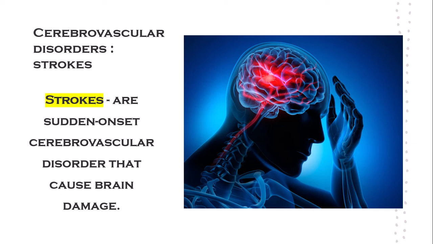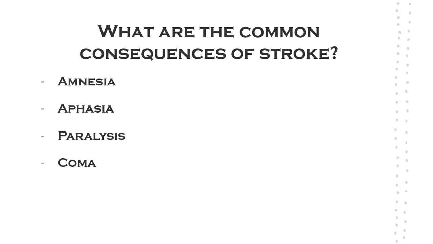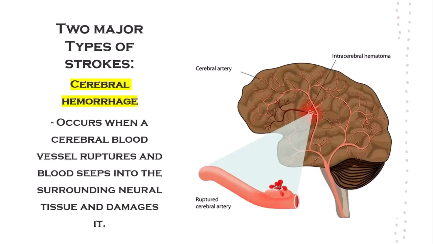So, what happens when you have a stroke? A stroke occurs when the blood flow to the brain is blocked or a blood vessel in the brain ruptures. What are the common consequences of stroke? First is amnesia, aphasia, paralysis, and coma.